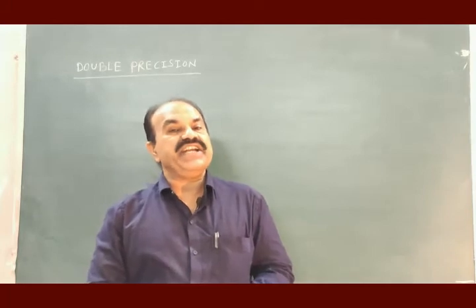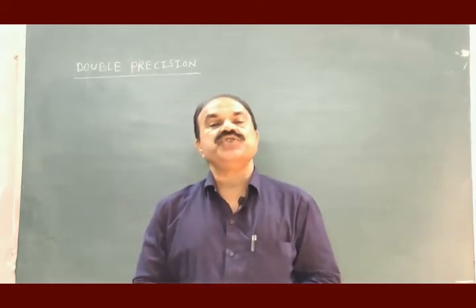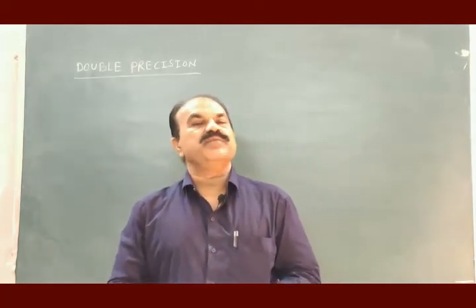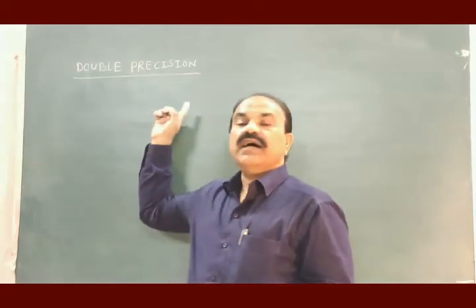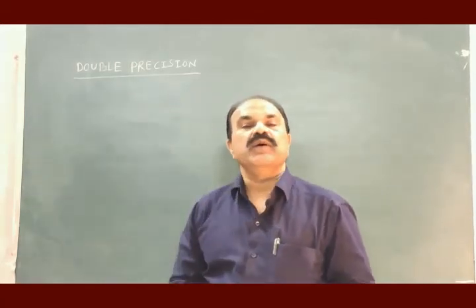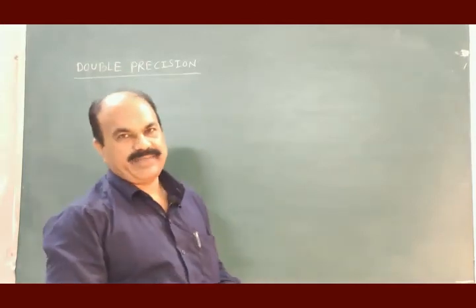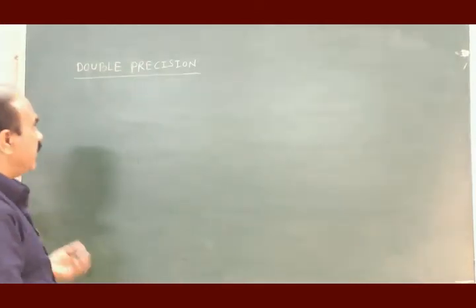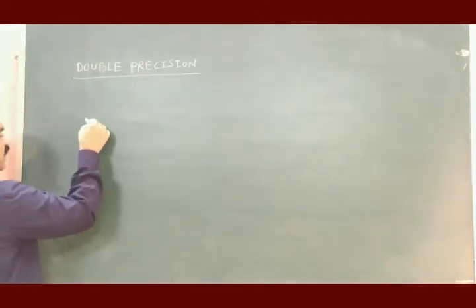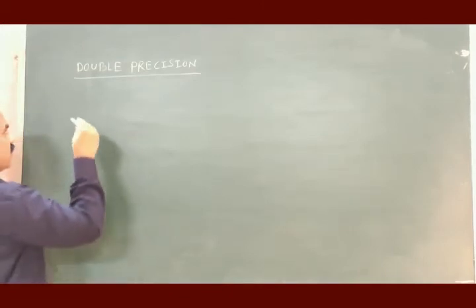Whenever it is needed in any task for which we are writing a Fortran program, we need to use the double precision statement. The double precision statement is this. The general format or syntax is this.